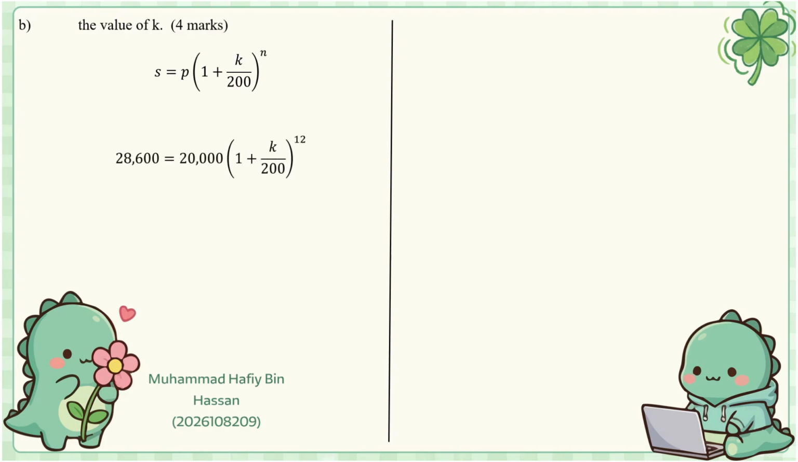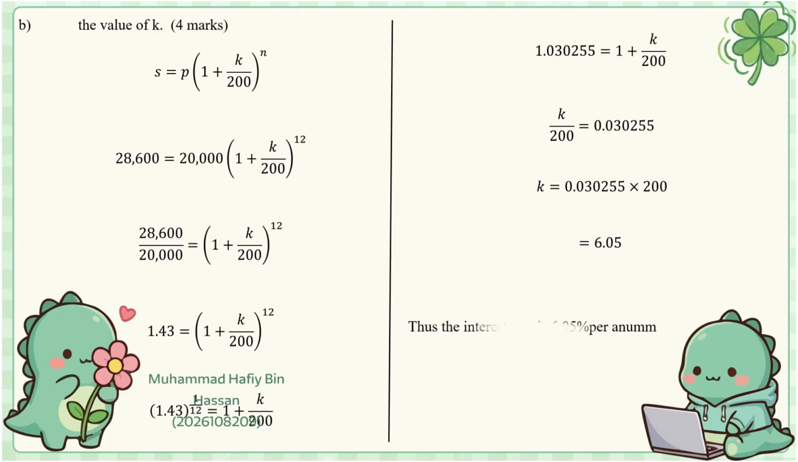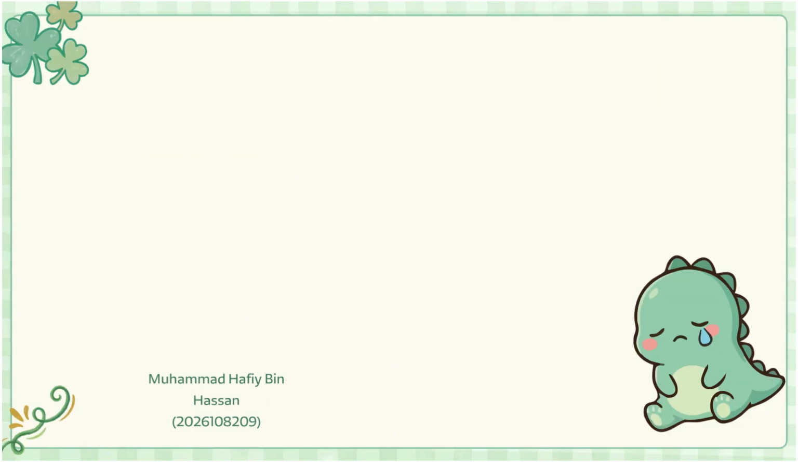After we substitute the values and do the calculation, we will get K equals 6.05. Therefore, the interest rate is 6.05% per annum. Moving on to the next question.